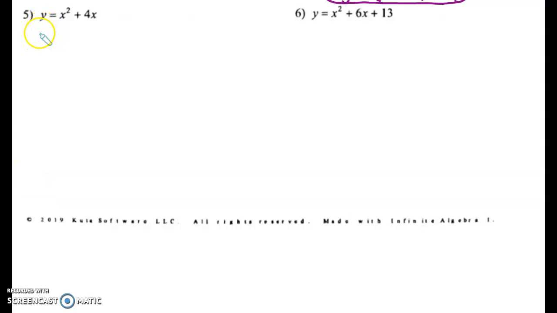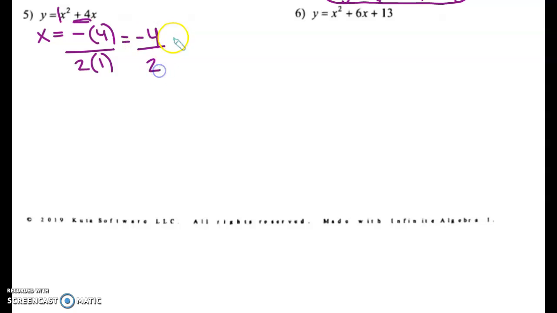Okay, so same thing. So I'm going to say x equals negative b. Well, my b value is a positive 4, all over 2 times a, my a value is a positive 1 again. So it looks like negative 4 over 2, which is a negative 2. Okay, got to go find my y value that matches. So I'm going to plug it into my equation.